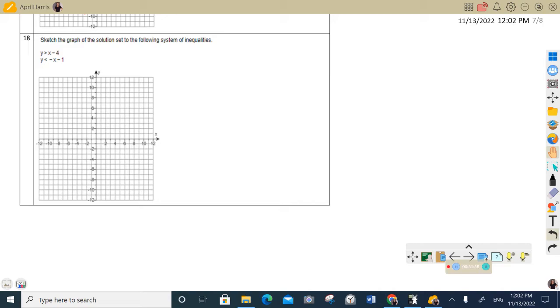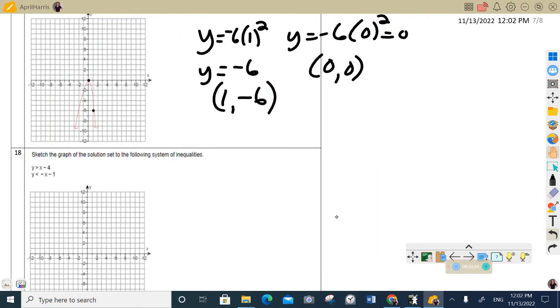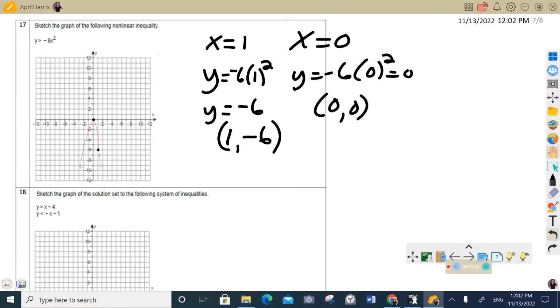Okay, number 18 wants you to graph, oh, time out. I'm not done with that last problem. I'm sorry. That was an inequality, so I should have been making solid and dotted lines and shading above or below. So back on 17, since there is no equal to, this would be dotted.